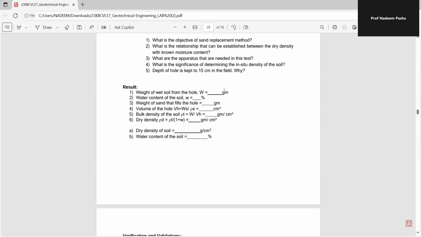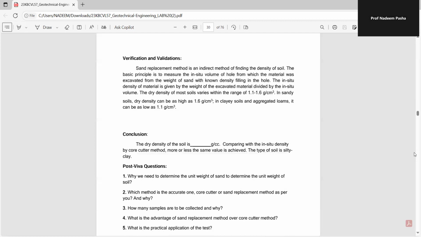So what are the results? Weight of wet soil from the hole is W gram. Water content of the soil is w percentage. Weight of sand that fills the hole is Ws gram. Volume of hole VH is equal to Ws by rho s. Bulk density of the soil rho t is equal to W by VH. Dry density rho d is equal to rho t divided by 1 plus w, in gram per centimeter cube. The water content of the soil you need to calculate.